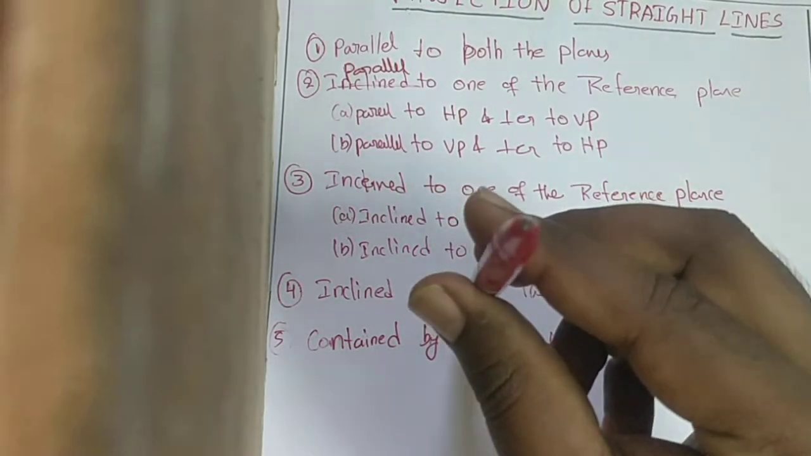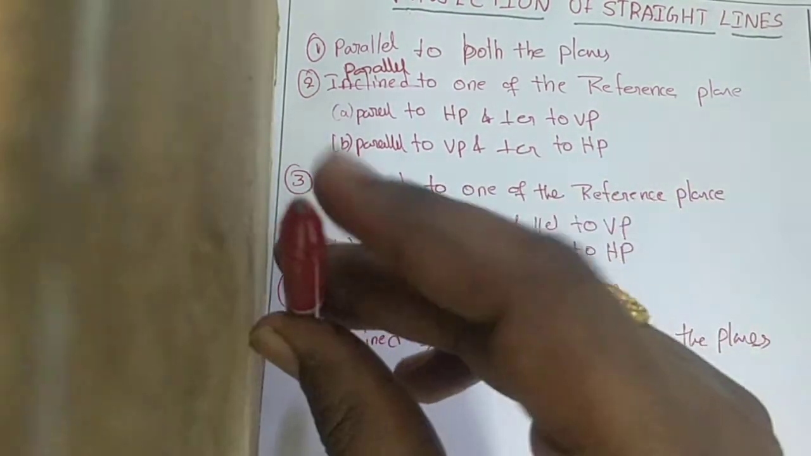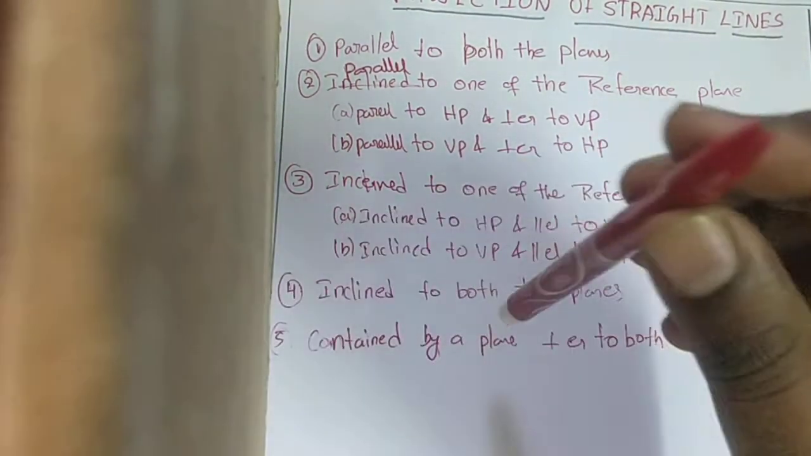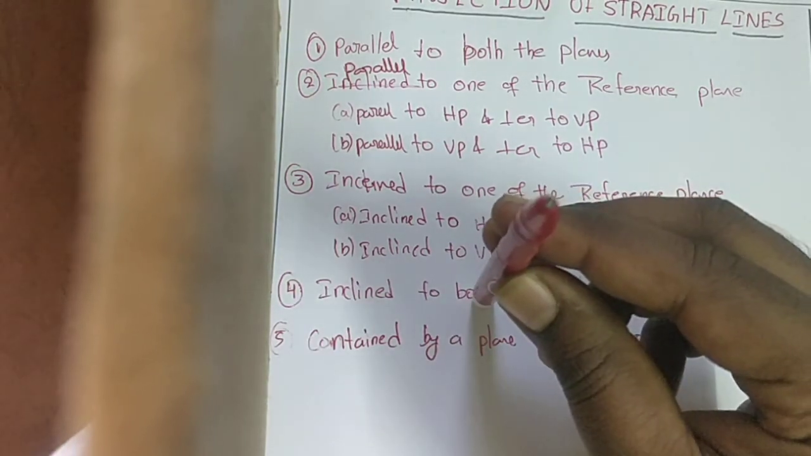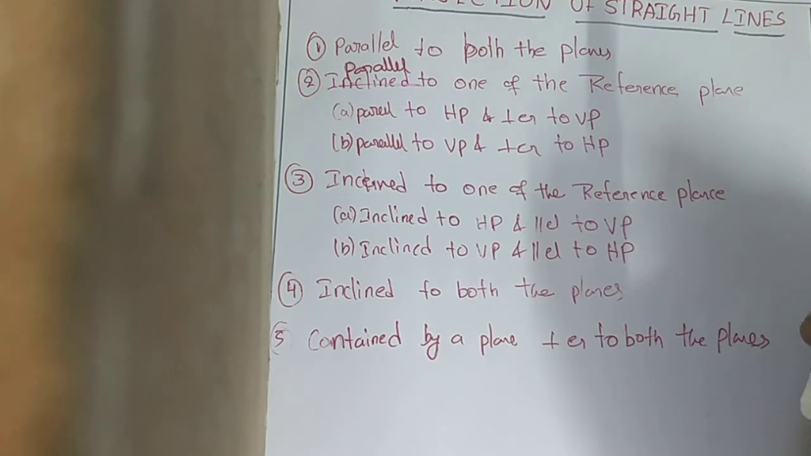Suppose I place this object like this. What happened? In top view, we will get a point. In front view, we will get the total length of the object, so that it is parallel to VP and perpendicular to HP. Okay. Next, the third case, inclined to one of the reference planes.